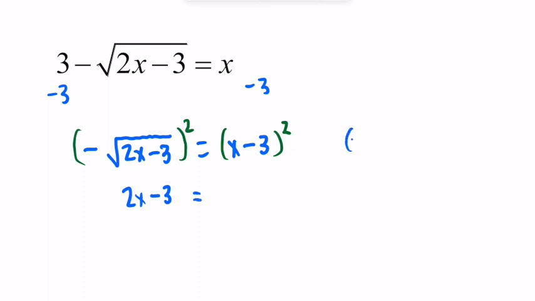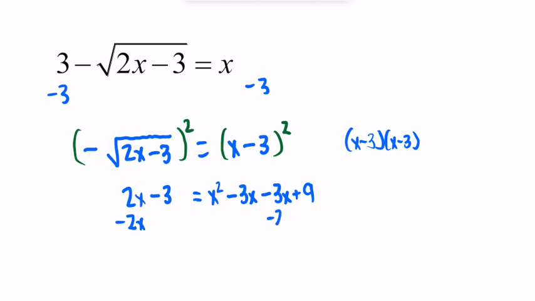Now on the right side, we think of this as x minus 3 times x minus 3. Using the FOIL method, x times x is x squared. X times negative 3 is minus 3x. Negative 3 times x is minus 3x. Negative 3 times negative 3 is 9. To get 0 on one side so we can try to factor, we subtract 2x from both sides and add 3 to both sides.